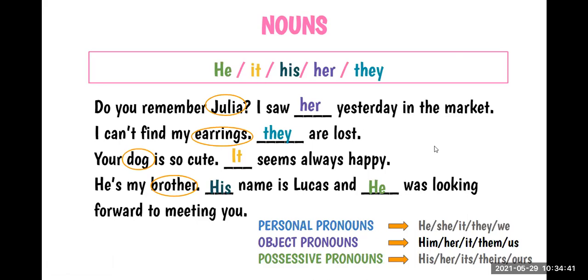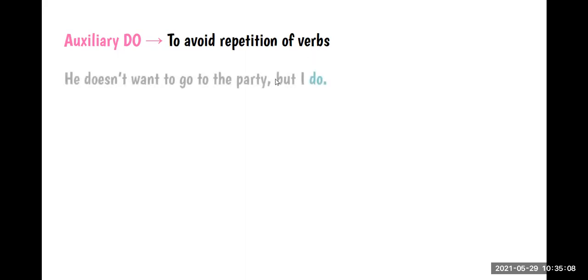Okay, let's continue. So, we can also use auxiliary verbs to avoid repetition of verbs. In this lesson, we are going to use any form of the auxiliary do. It could be in the past or in the present, to avoid repetition of verbs. I'm going to give you an example. Here we have, he doesn't want to go to the party, but I do.